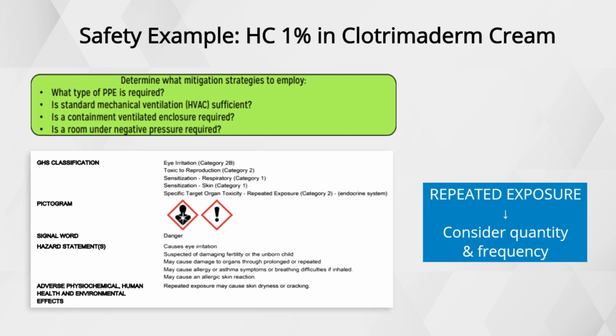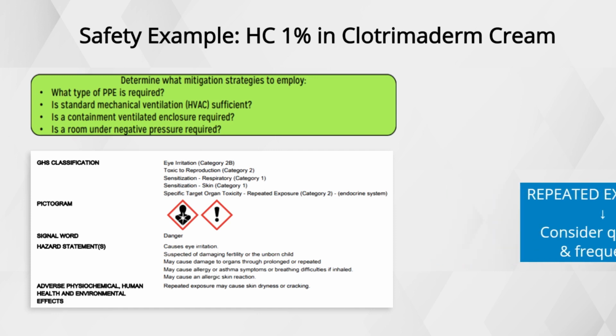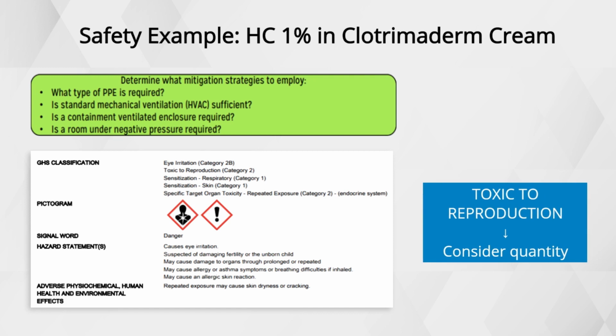There is also increased risk with repeated exposure, which would likely not be a concern in the community pharmacy setting due to the quantities used and the frequency with which they are used to compound. Lastly, there is a reproductive risk listed, but we also need to consider here the quantities we are being exposed to when compounding. I don't think many of us would think twice about dispensing a hydrocortisone 1% cream to someone who is pregnant.